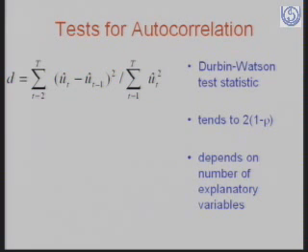This Durbin-Watson test statistic is given by D equals the summation of (ut cap minus ut minus 1 cap) whole square, divided by the summation of ut square, as given on the monitor. Here ut cap is the estimated error term. When you estimate the regression model, from the regression model you have the estimates of the error terms.